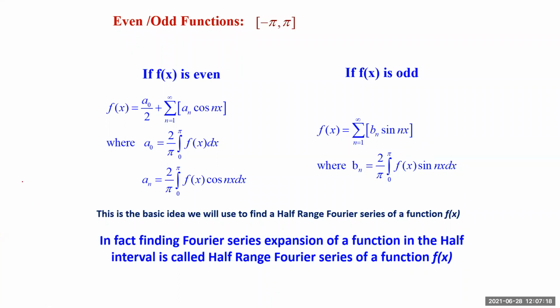Correct? Now, I'm just trying to merge these ideas. The question is to find out the Fourier series in the half interval 0 comma pi. And I have certain advantages when a function is defined in the interval minus pi comma pi, and when it is either even or odd, I can easily find out the Fourier series using this formula. I'm just trying to merge these two ideas to find out the Fourier series in the interval 0 comma pi, right?